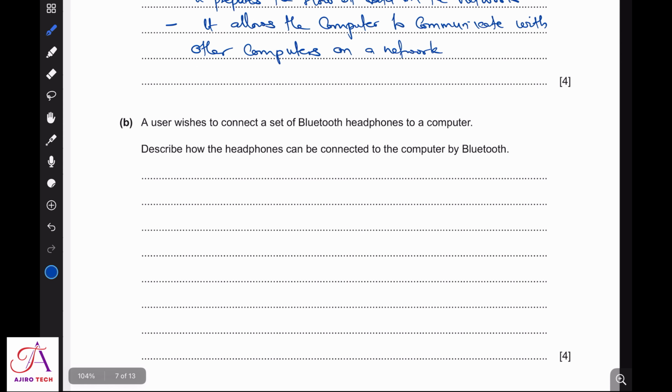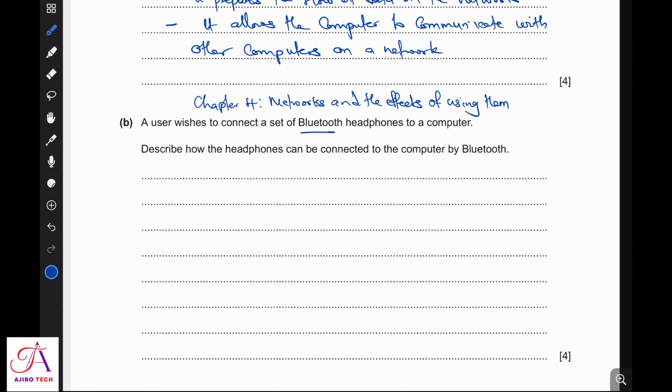A user wishes to connect a Bluetooth headphone to a computer. So this is chapter 4, networks and the effects of using them. Describe how the headphones can be connected to a computer by Bluetooth. Okay. All right. We have to describe. So we list out those things that examiners want to see.